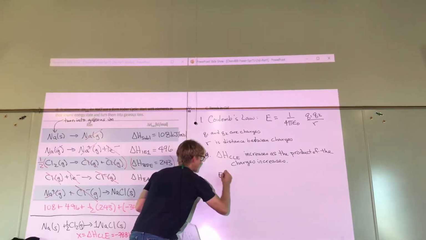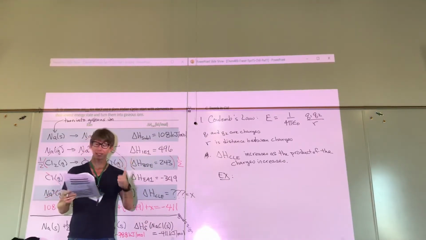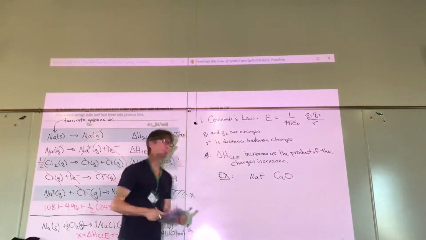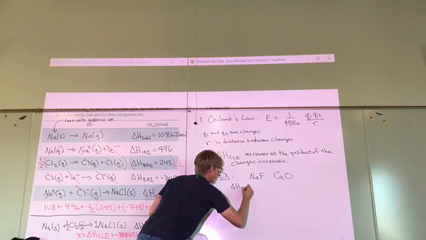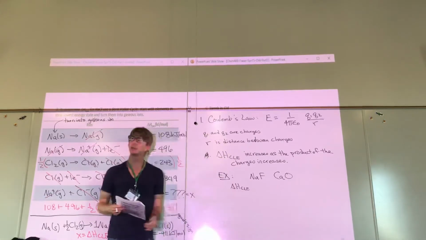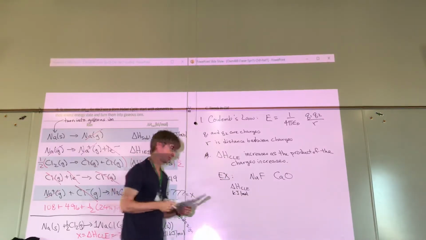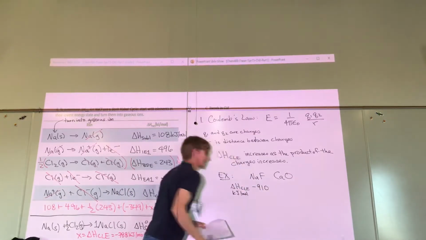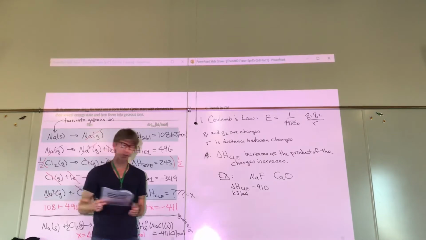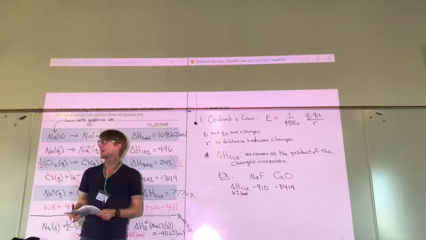As an example of that, I will give you the crystal lattice energy for sodium fluoride and calcium oxide. So here are the two compounds. I'm going to write their crystal lattice energies underneath them in kilojoules per mole. Minus 910 kilojoules per mole for sodium fluoride. Minus 3,414 for calcium oxide.